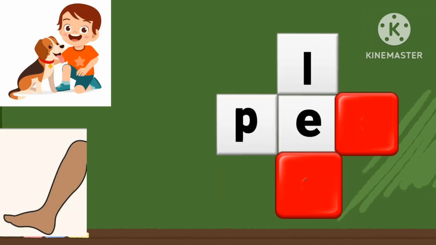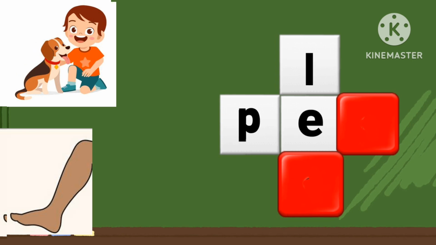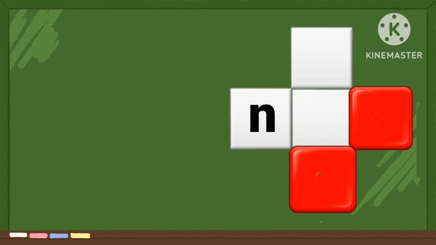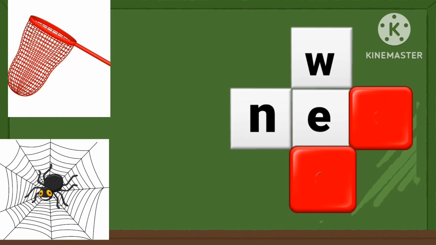Good. Next. Look at the pictures and guess the words. Leg. Spell the words. P-E-T. Pet. L-E-G. Leg. Which letters are missing? T. G. So drop letter T for pet and letter G for leg. Well done!